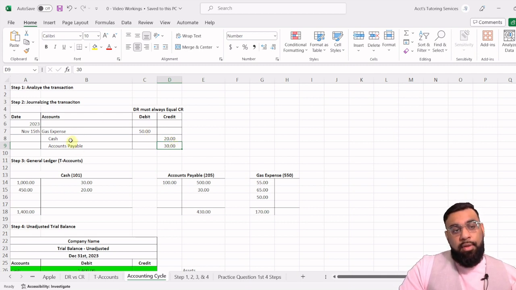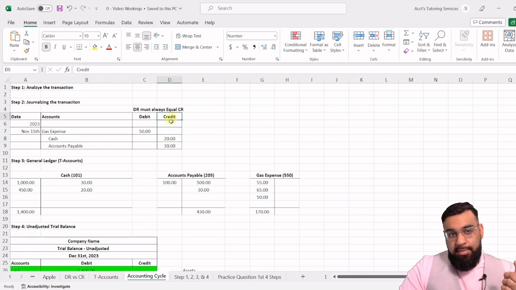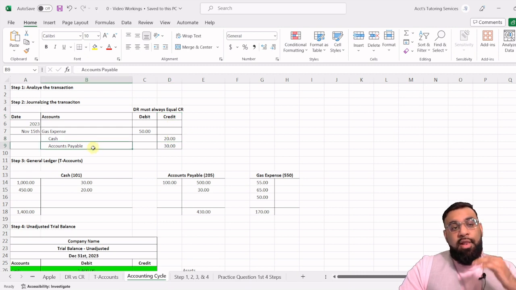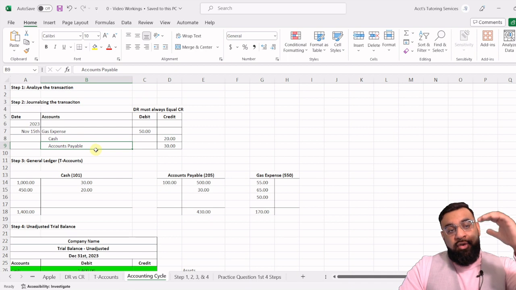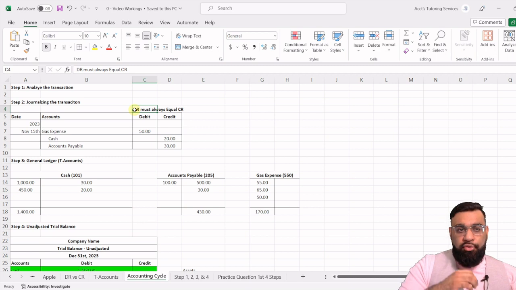So we're going to credit cash because cash is an asset and our asset is decreasing. So we're going to credit it. And now we're going to credit accounts payable because accounts payable is a liability. Our liability is increasing. So we're going to credit it. And as you can see with this journal entry, debits must always equal credits.